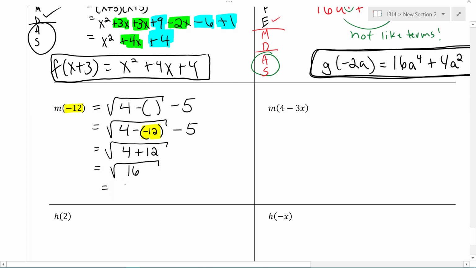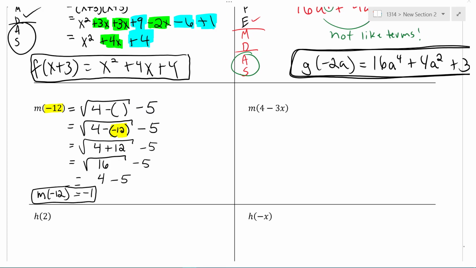The square root of 16 is a positive 4. We'll bring down the minus 5, that's outside of the square root. And the last thing that we're going to do is 4 minus 5. 4 minus 5 gives us a negative 1. So m of negative 12 simplifies to give us a negative 1.